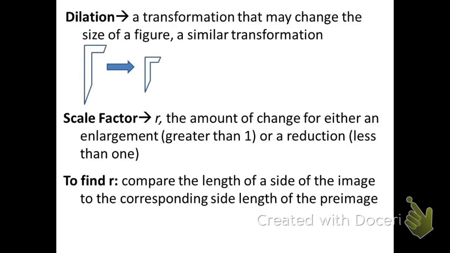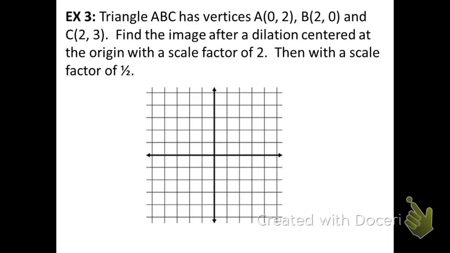To find R, you're going to compare the length of a side of an image to the corresponding side length of the pre-image. So you have to remember that you're taking the image to the pre-image, and you're going to compare those lengths. There are other ways to find R, but this is how we're going to do it here.